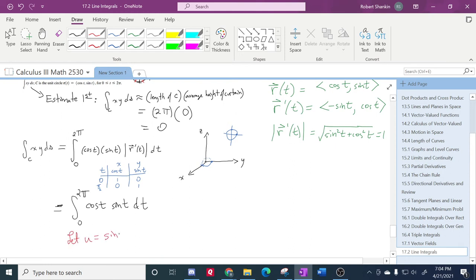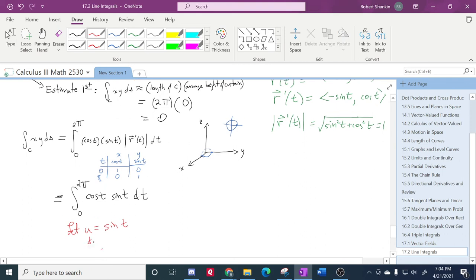Very good. I like it being the sine as well, instead of the cosine, because then you don't get any extra negatives. We could try to do something fancy like integration by parts, but this will be the simplest. And then this is going to equal the integral of u du.